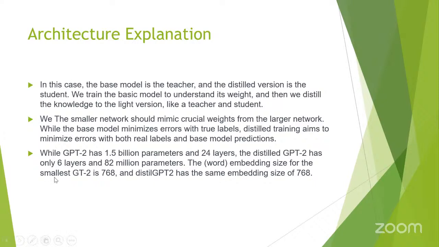While GPT-2 has 1.5 billion parameters and 24 layers, DistilGPT-2 has 6 layers and 82 million parameters. The word embedding size for the smallest GPT-2 is 768, and DistilGPT-2 has the same embedding size of 768 as well. Both have the same embedding size.